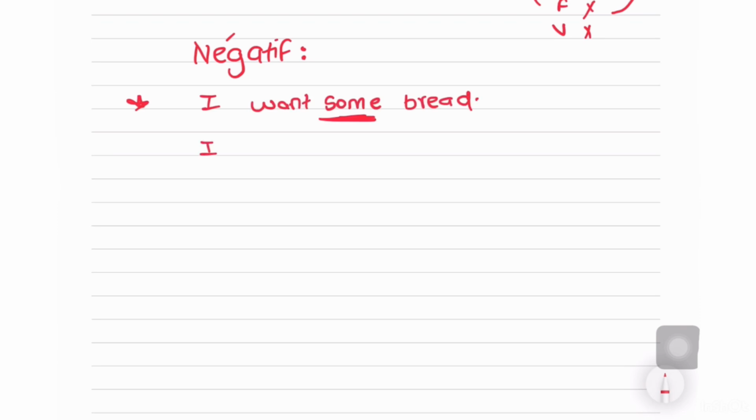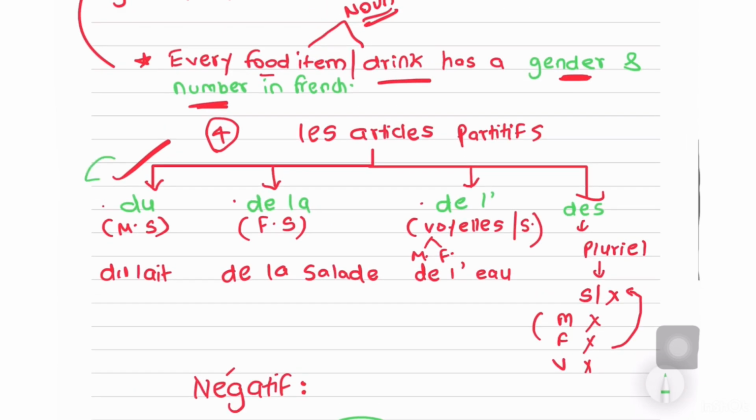Now there's another topic under this, which is negative. So we're going to learn, if we're talking about food items, how do we make the negative of it. First we'll understand in English. This is my sentence, I want some bread. So in English, I say I don't want any bread. Now, what is the difference between these two sentences? Here, the some becomes any.